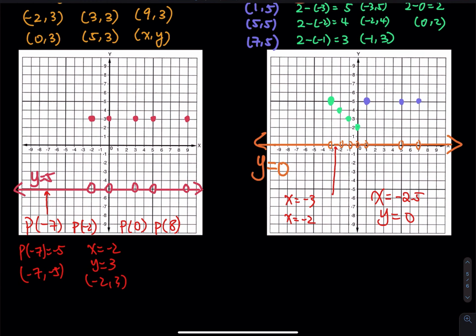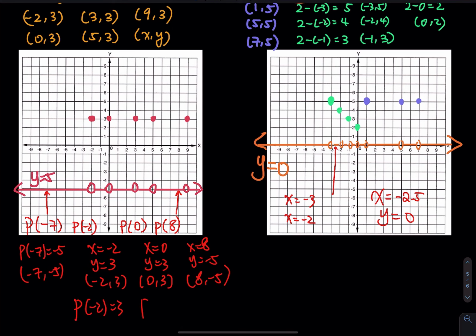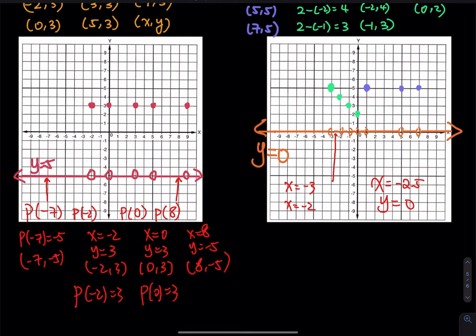And then the next one is x equals 0. When x equals 0, we pick the solid circle, y equals 3, so we have 0 comma 3. And then the next point is x equals 8 right over here. So when x equals 8, y equals, on the line, right, y equals -5, so we have 8 comma -5. So you can say p of -2 equals 3, p of 0 equals 3, and p of 8 equals -5.